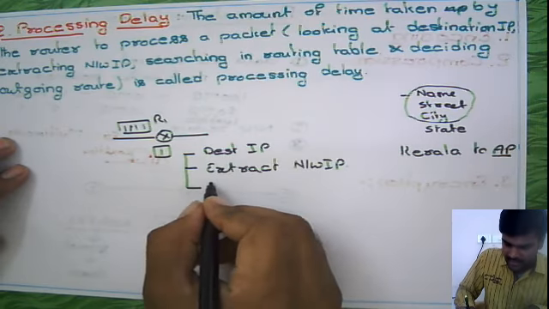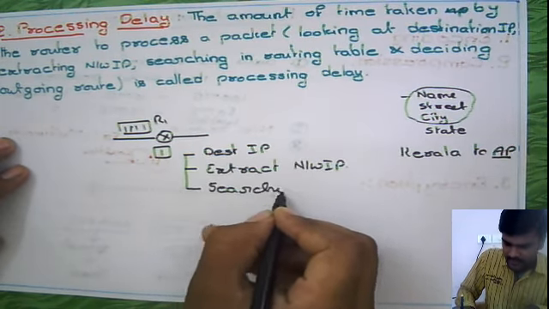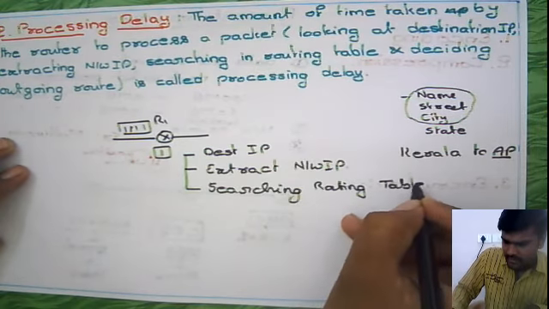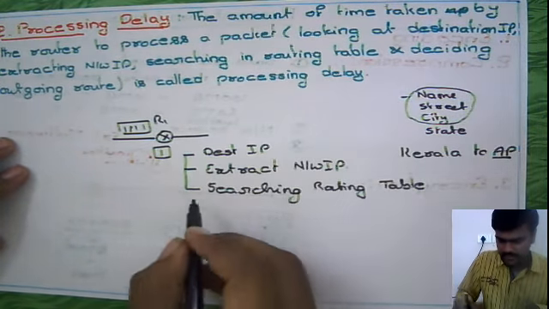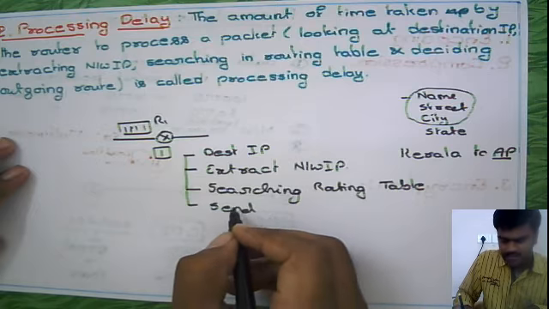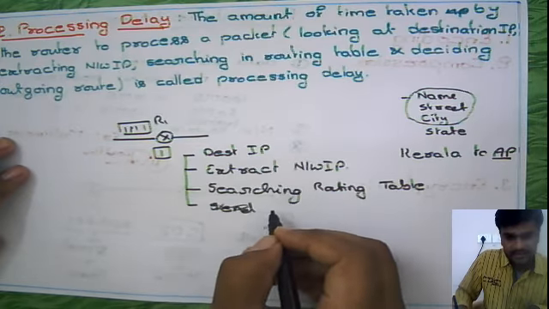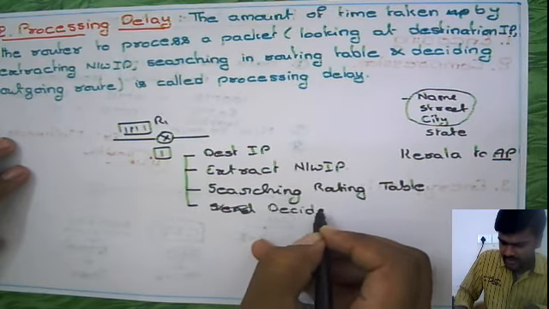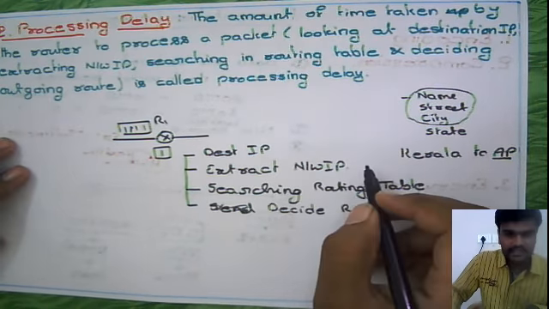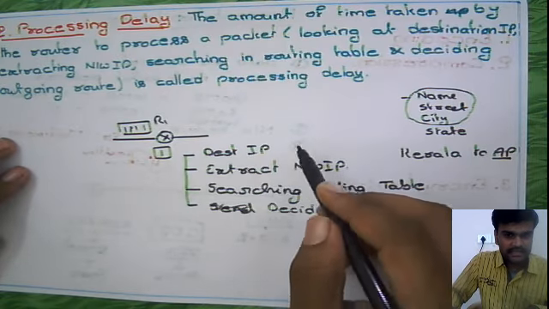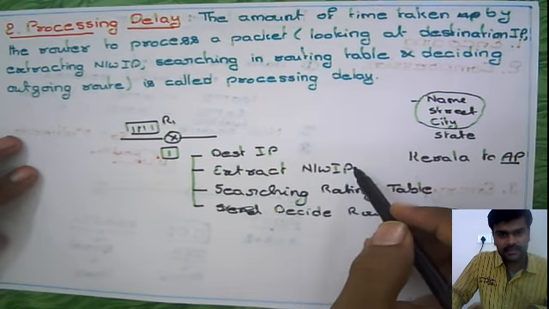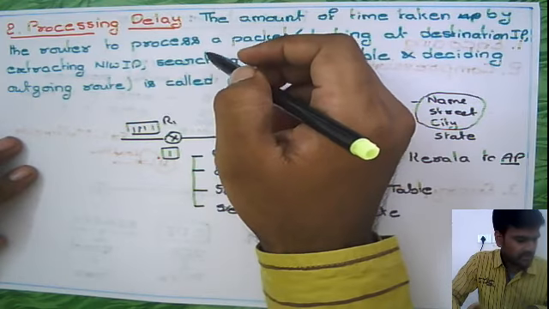It is the same as searching the routing table, so that it comes to know in which direction it has to forward. By seeing this routing table, it is going to decide the route. All of this together we take as processing delay. Obviously it will take some time to perform all these actions, so this is also one of the delays we consider here. That is called processing delay.